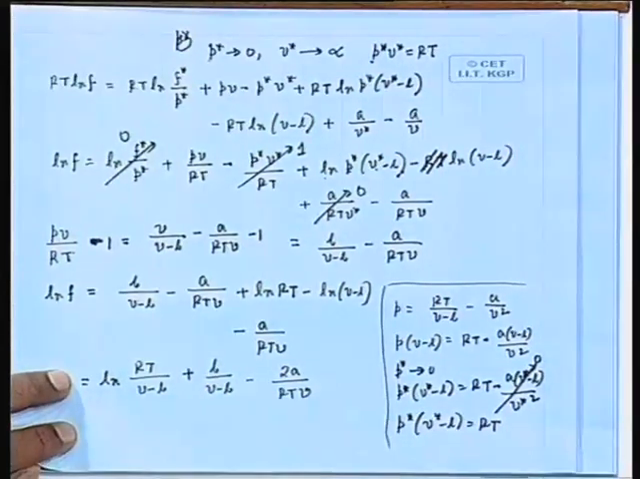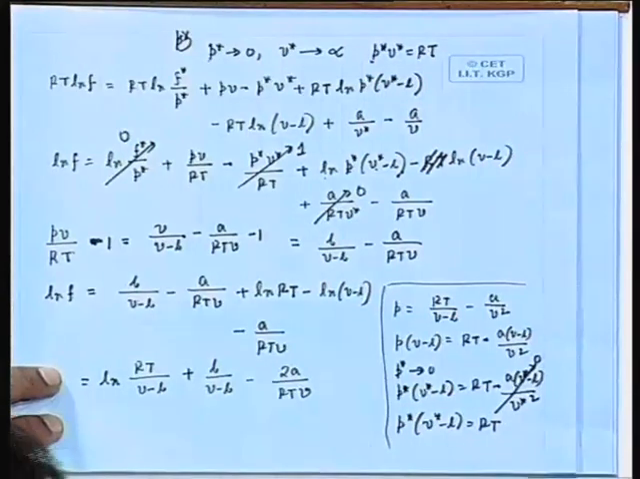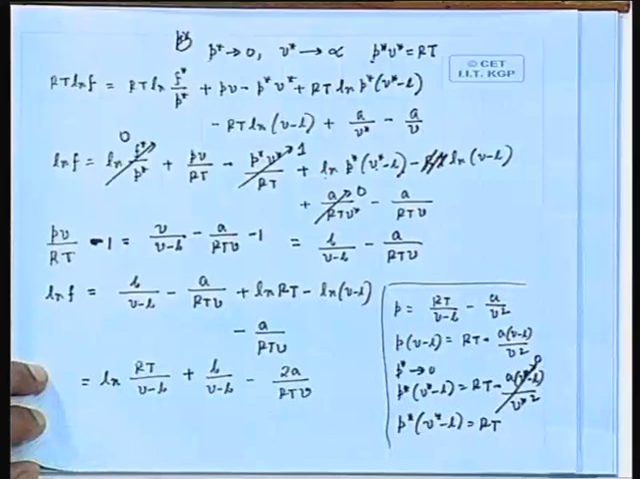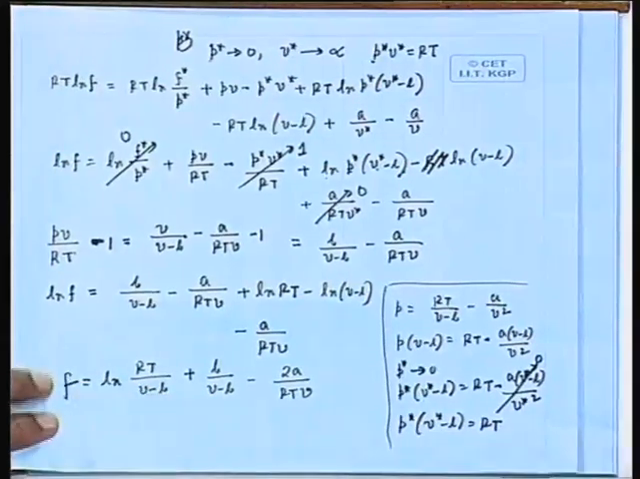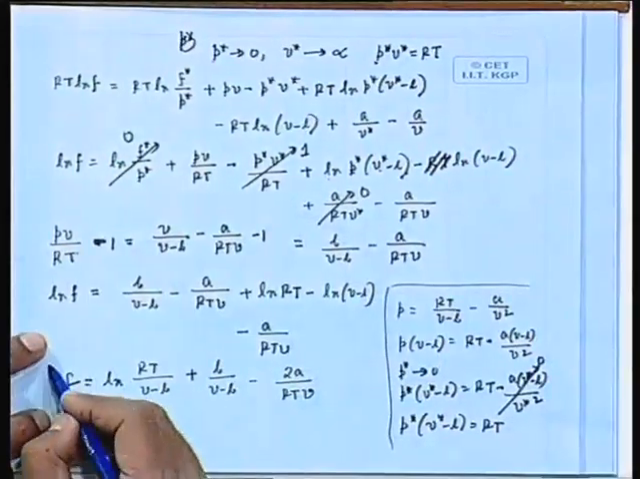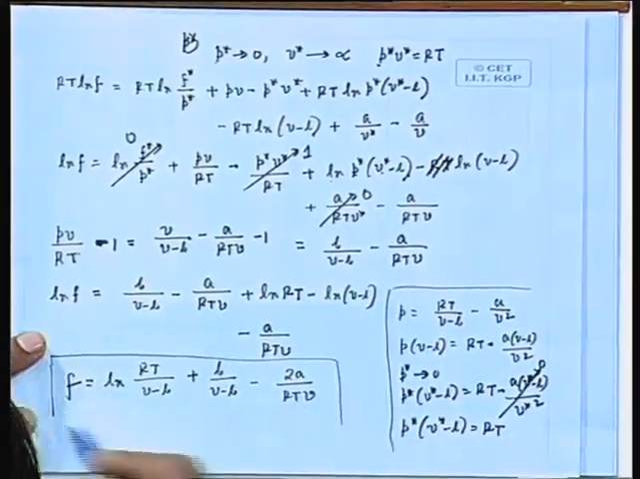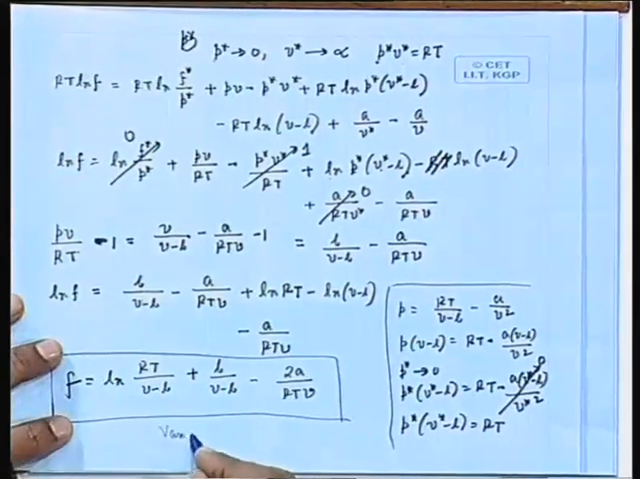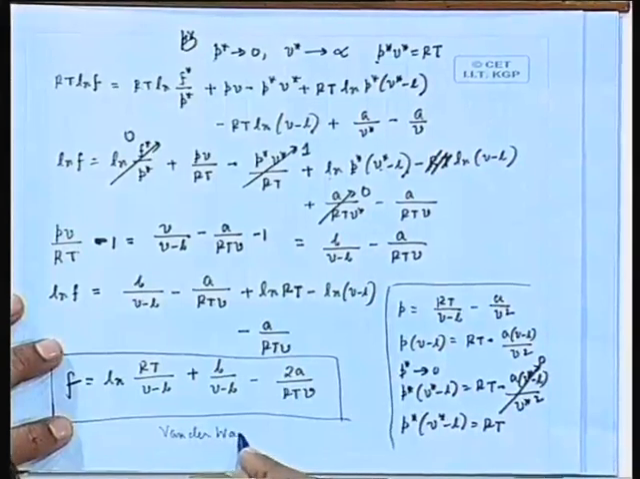This is one of the very important expressions, that the fugacity F, finally, for a van der Waals gas becomes equal to this one, ln F is equal to ln RT by V minus B plus B by V minus B minus 2A by RTV. This is the expression of fugacity for a van der Waals gas.